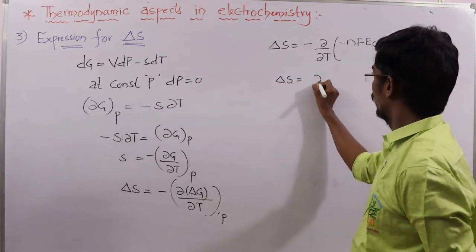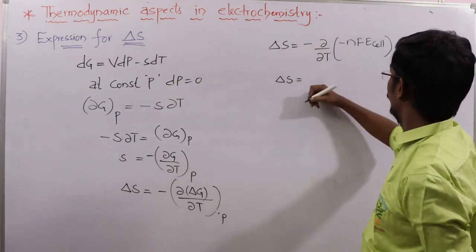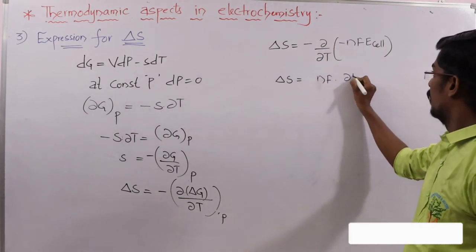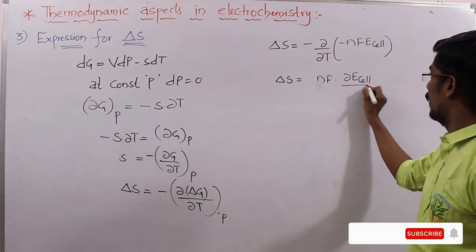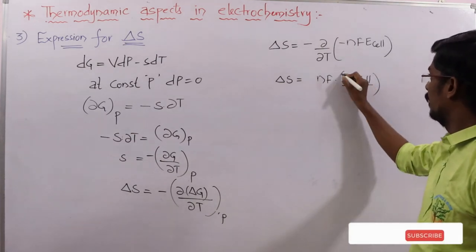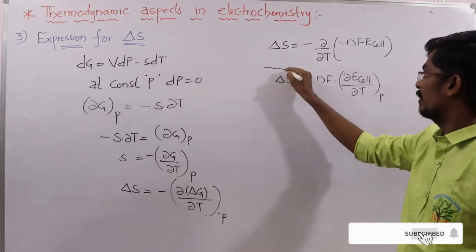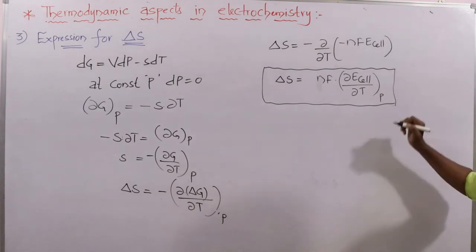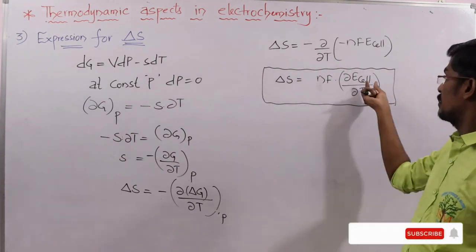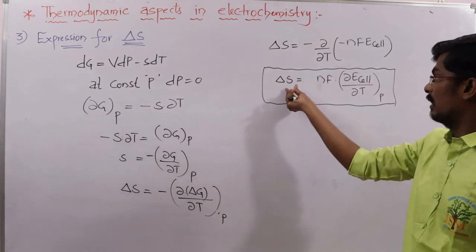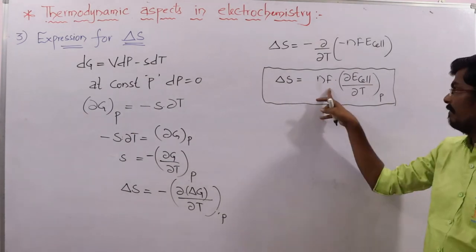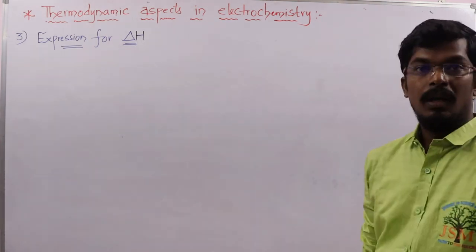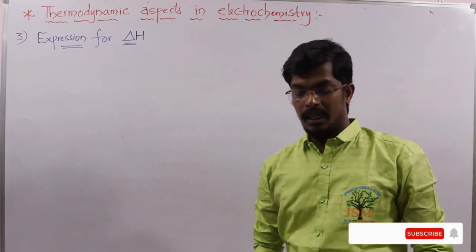So delta S is equal to nF, which is a constant, so we bring that out, into dou E cell by dou T at constant pressure. We are using that expression to find delta S in terms of E cell. So delta S is equal to nF into dou E cell by dou T at constant pressure. Now let's see the fourth one, the expression for delta H.